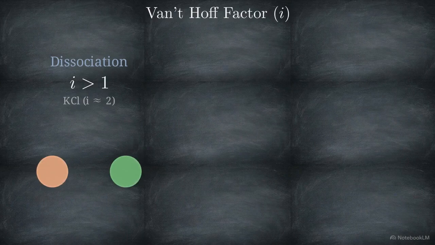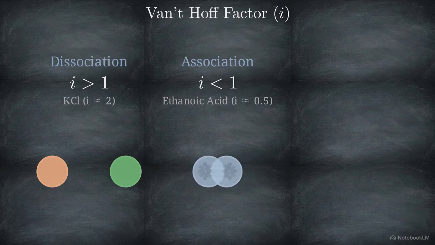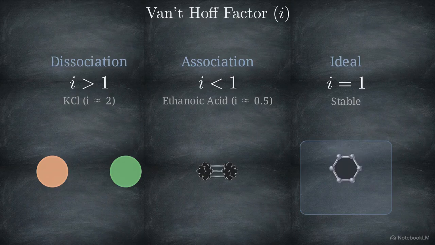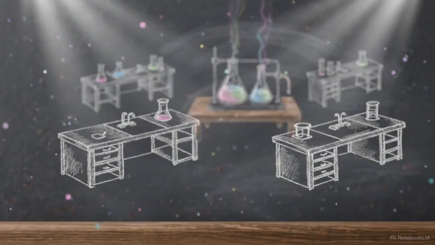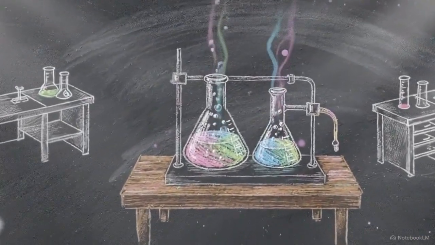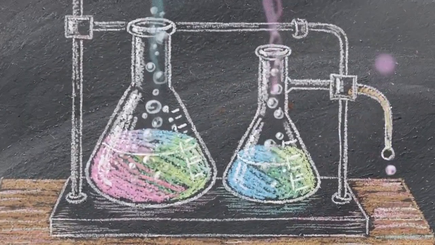For a compound like KCl, i is approximately 2. If i is less than 1, the solute is associating. Ethanoic acid joining into dimers yields an i value of approximately 0.5. And if i equals exactly 1, the solute is perfectly stable, remaining intact as it dissolves. The i factor calculates the reality tax of the solution. It quantifies exactly how far the physical system has deviated from the perfect mathematical model.